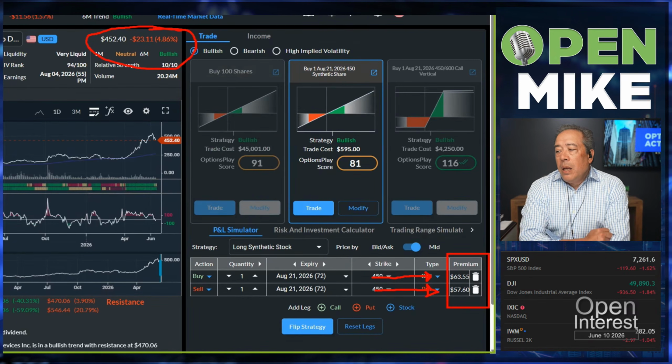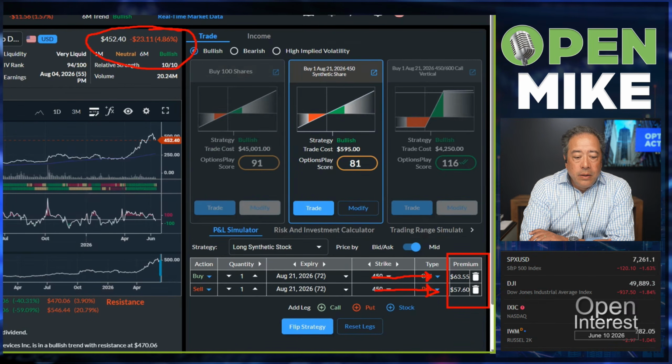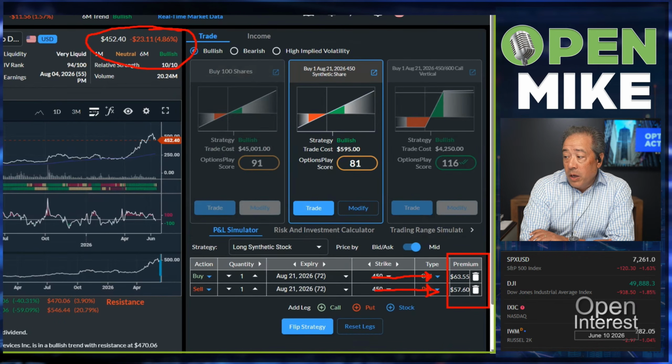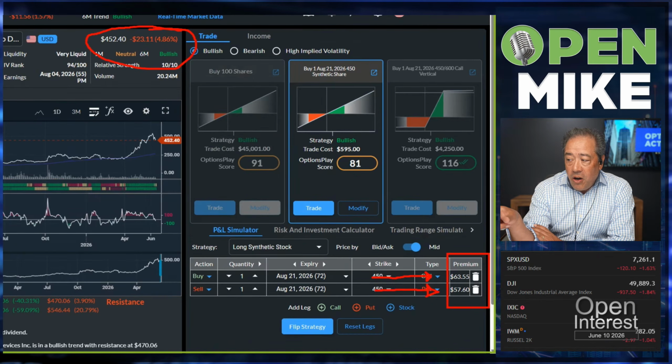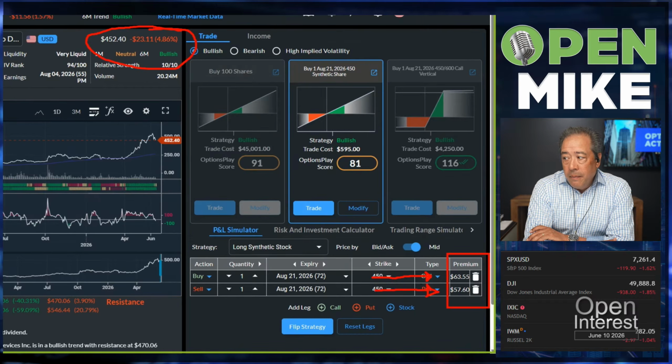Now, the reason synthetic positions are so important in the world of options is because options traders recognize that they can, with some combination of options and treasuries and stock, replicate other positions. And when you can replicate a position, that means you can also identify arbitrage opportunities. So for example, if the 450 call and the 450 put were both trading for $60, I could buy the call for 60 and sell the put for 60, which means I would effectively own the stock at 450 in the future.